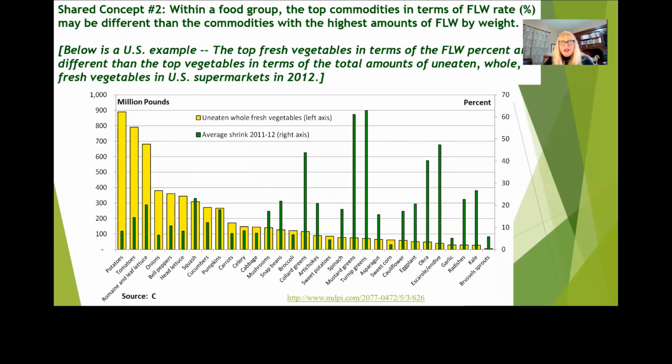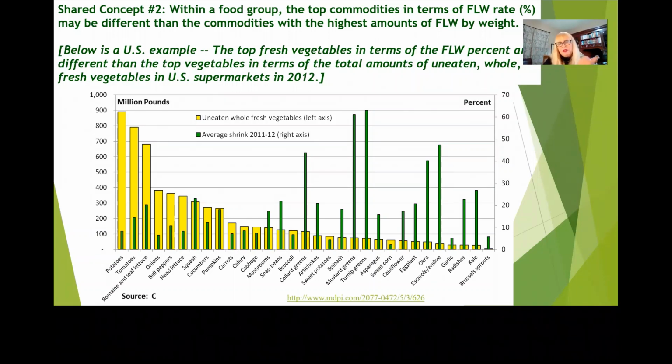Another shared concept is that within a food group, the top commodities in terms of the rate of loss for a particular commodity may be different than the commodities with the highest amounts of food loss and waste by weight. This example's in the US for fresh vegetables in supermarkets. In the middle, you can see the green spikes for mustard greens and turnip greens with the axis on the right. They're around 60% loss rate or shrinkage in supermarkets.